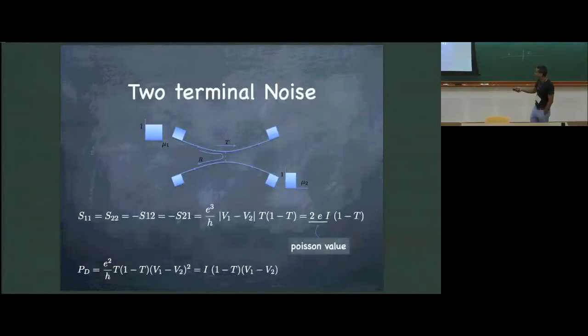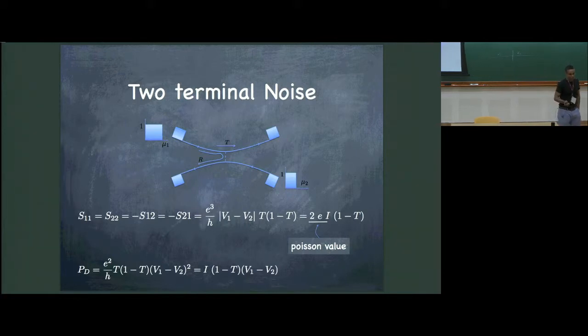As I said, if you look at the autocorrelated noise, it goes like T times (1 minus T) times (V1 minus V2) times e cubed by 3. But the power dissipation goes like T times (1 minus T) times (V1 minus V2) whole squared, e squared over h. So naturally, if you just take the ratio, you see that there's a nice linear relation between them, which is independent of the scattering matrix. T times (1 minus T) cancels out.